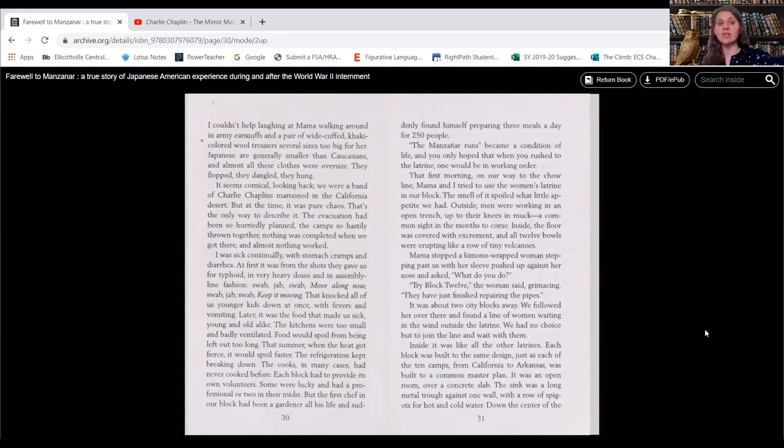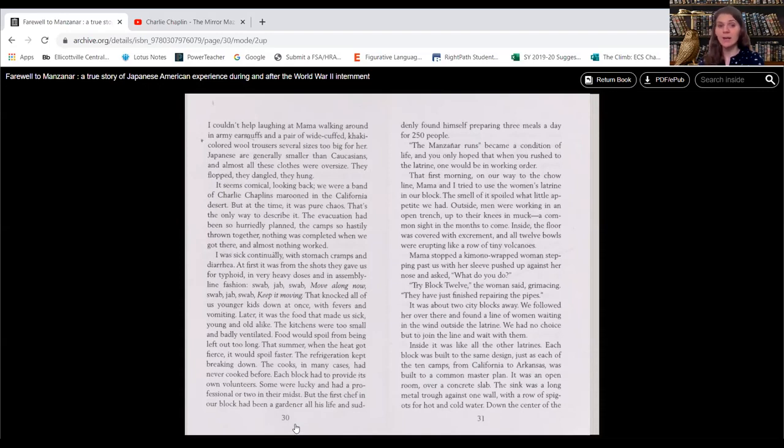Young and old alike, the kitchens were too small and badly ventilated. Food would spoil from being left out too long. That summer, when the heat got fierce, it would spoil faster. The refrigeration kept breaking down. The cooks, in many cases, had never cooked before. Each block had to provide its own volunteers.